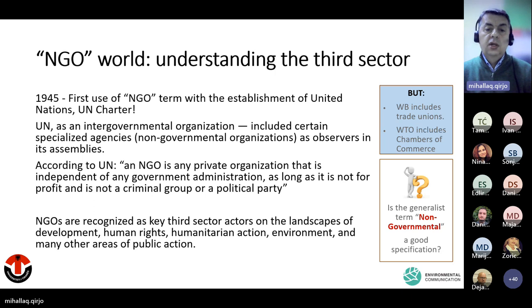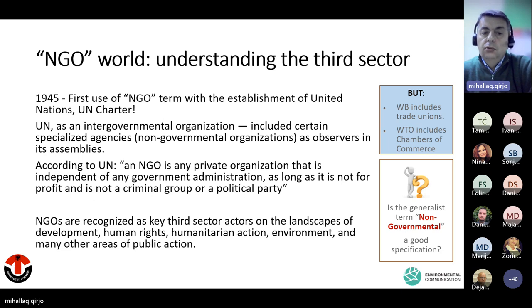The World Trade Organization includes chambers of commerce. I mean, they also fall into the very generic definition of non-governmental organization. Altogether, with or without trade unions and chambers of commerce, all are key actors for the society, which are not directly linked with the governmental administration or the businesses. Sometimes they do represent business interests, but they are a representative, a channel.